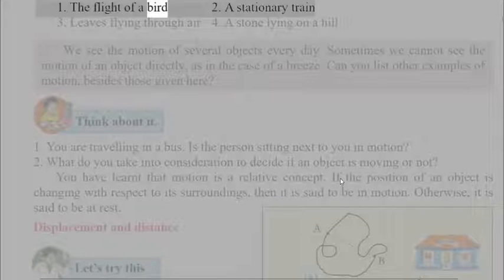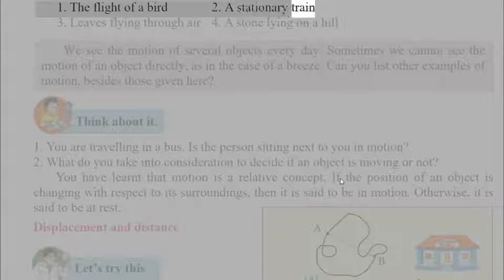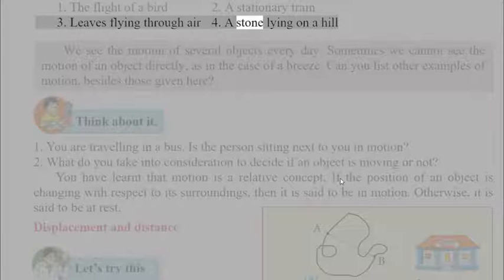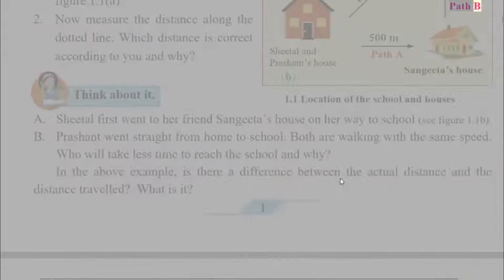1. The flight of a bird. 2. A stationary train. 3. Leaves flying through air. 4. A stone lying on a hill. Path A, path B. Can you tell?